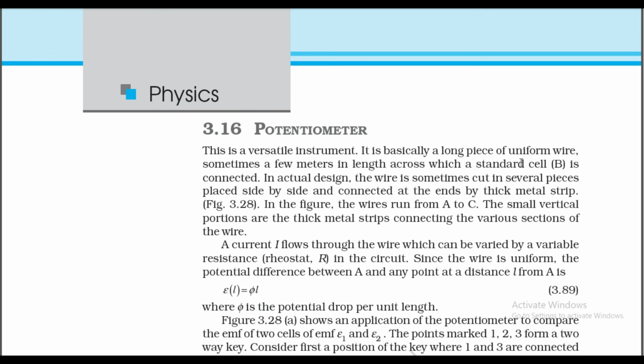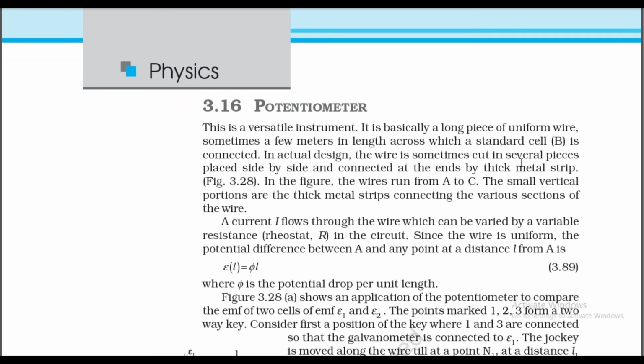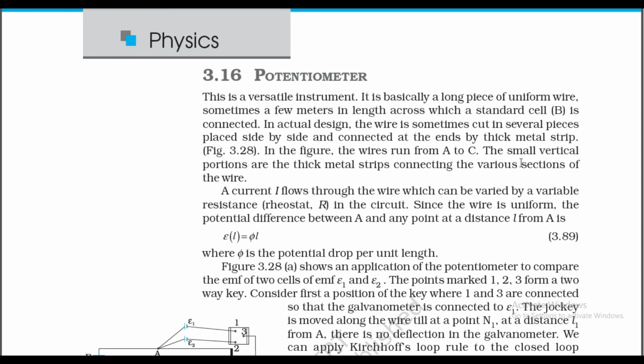3.16 Potentiometer. This is a versatile instrument. It is basically a long piece of uniform wire, sometimes a few meters in length, across which a standard cell B is connected. In actual design, the wire is sometimes cut in several pieces placed side by side and connected at the ends by thick metal strips.